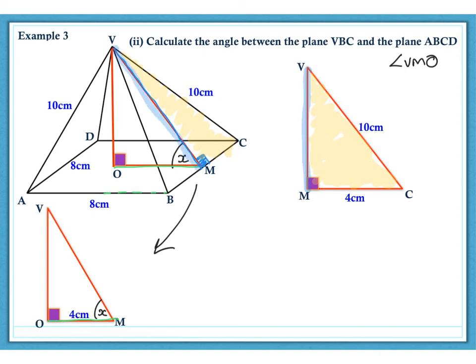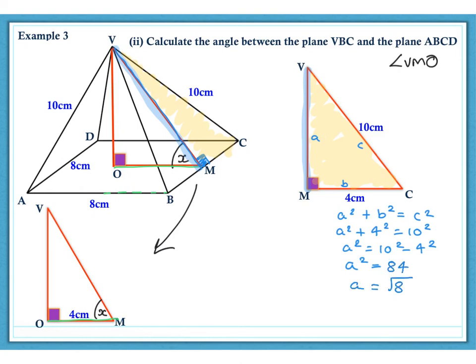So, Pythagoras theorem again, a, b and c. A squared plus 4 squared equals 10 squared. A squared then equals 10 squared, subtract 4 squared. So A squared equals 84. So A equals root 84. Let's leave it like that. I'm not going to simplify the surd. This measurement is root 84. So here we have root 84, and here again V to M is root 84. So now we have enough information to find angle X.